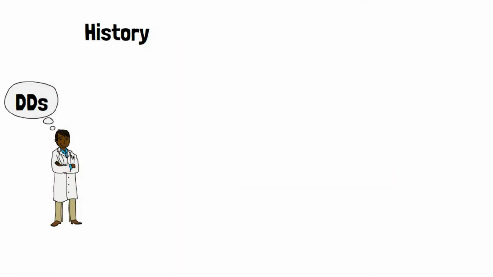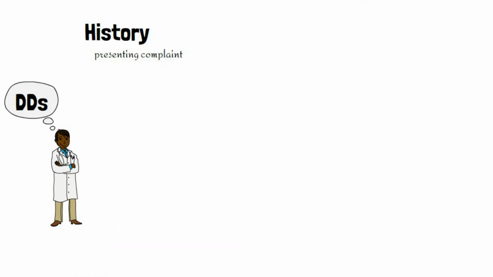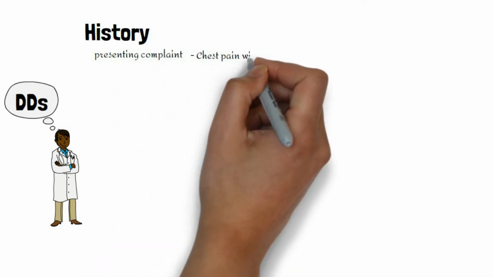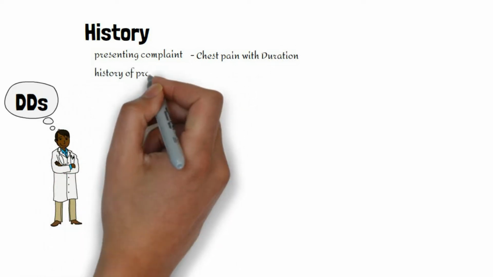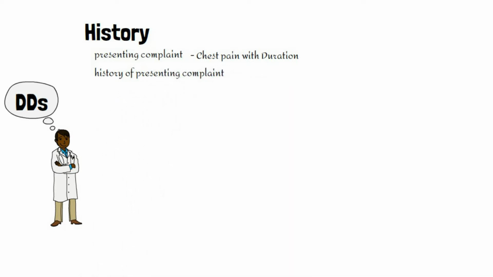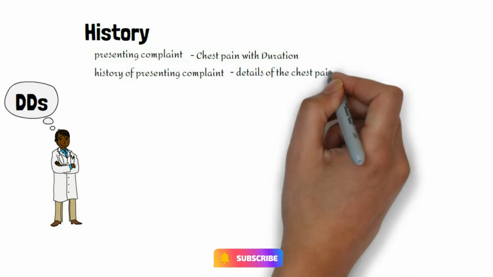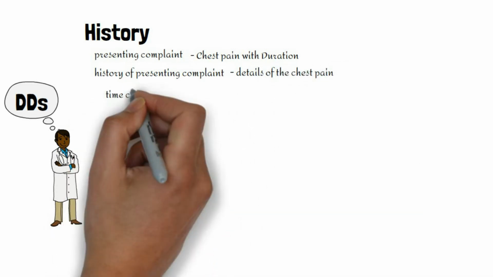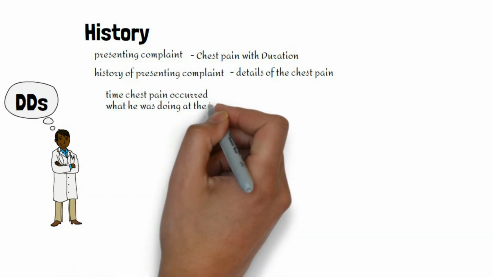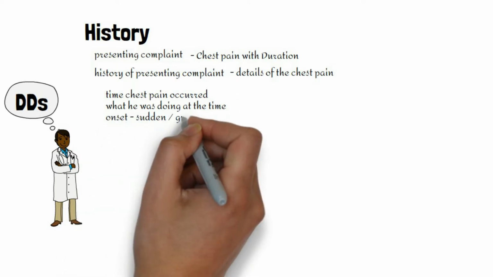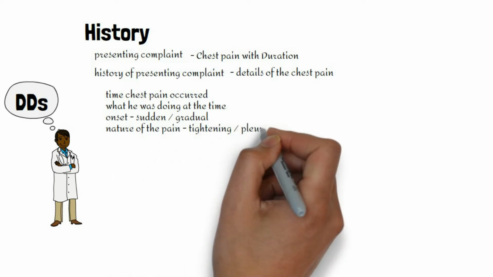History. Presenting complaint. Chest pain, the duration is important to mention. Then in the history of presenting complaint, we should ask specific questions. Details of the chest pain. At what time did the chest pain occur? What was he doing at the time? Onset, is it sudden or gradual? Nature of the pain, usually tightening type pain in cardiac causes, pleuritic type pain in pleural causes.